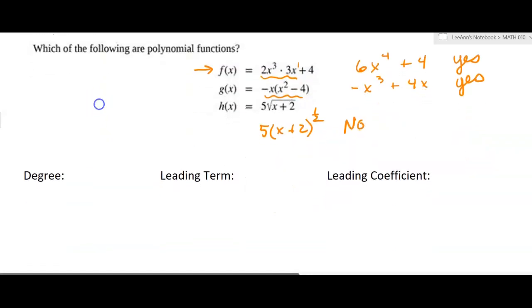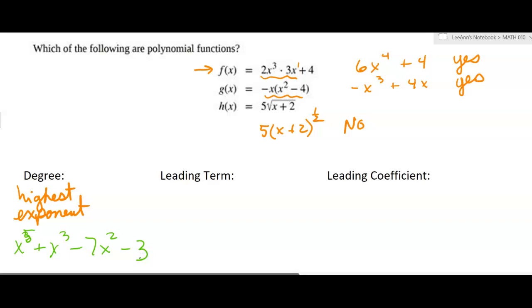Okay, now what we want to be able to do is identify the degree of the polynomial function. The degree is the highest exponent. So our example that I wrote earlier, it was x to the 5th plus x cubed, something like that. The degree would be the 5, so it would be a 5th degree polynomial, or we just say the degree is 5. Now the leading term is the one with the degree. So the leading term for our example here is x to the 5th. Okay, that's the leading term. The leading coefficient is the number that's the coefficient on your leading term. So our leading coefficient in our example is 1.